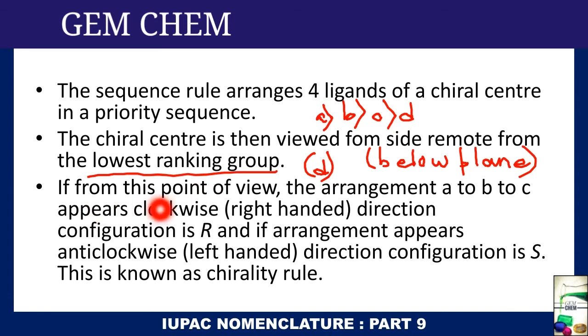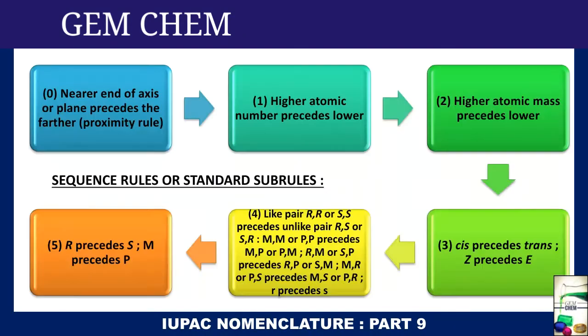And the last point is, if from this point of view the arrangement of A to B to C appears clockwise, that is right-handed direction, the configuration is R, and if the arrangement appears anti-clockwise, then the configuration is S. This is known as the chirality rule. So this third point is our chirality rule. As we go through the examples, you will understand it better.